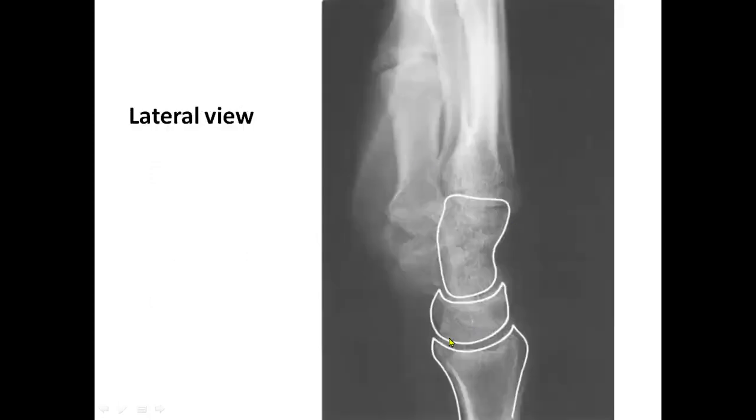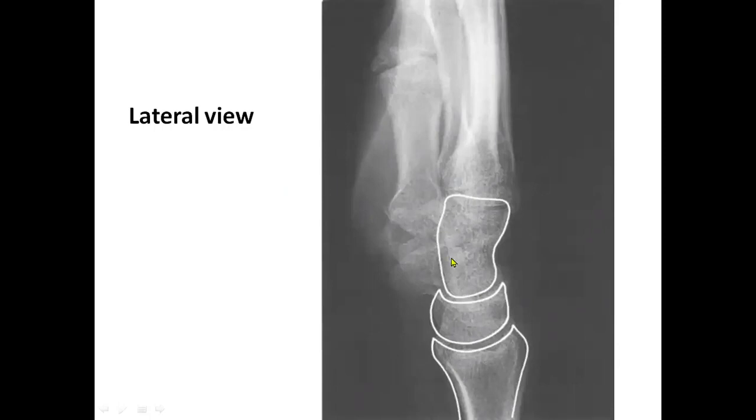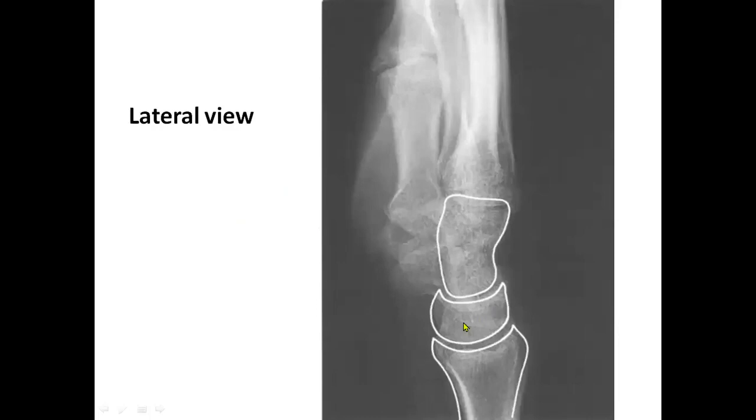This is the concavity of the distal radius, and the convex head of the capitate. This is the convex head, this is the capitate, which fits into the distal concavity of the lunate. So this is the lunate, which is in the proximal row. This is the distal row. This is the radius. So the convexity of the lunate fits into the concavity of the distal radius, while the convexity of the capitate fits into the concavity of the lunate.